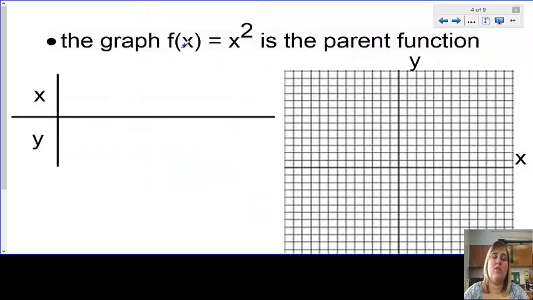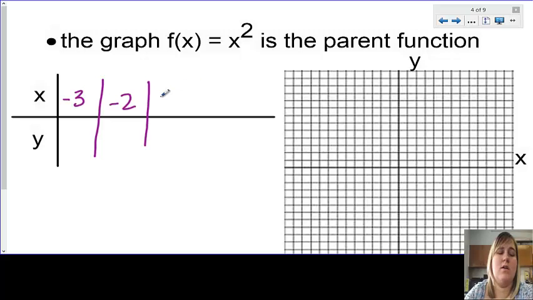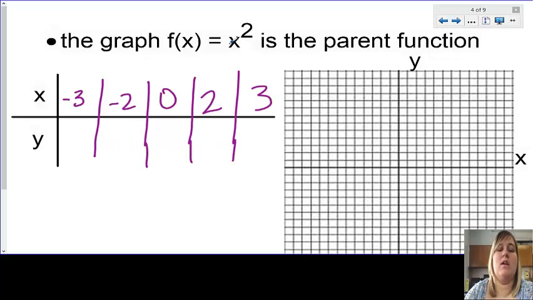In this example, it wants us to graph f of x, or y, equal to x squared, because it's the parent function. So what we're going to do is choose some numbers on both sides of 0 and 0 itself. I'm going to go with negative 3, negative 2, 0, 2, 3. If I plug in negative 3 here, negative 3 squared gives me a positive 9. Negative 2 squared gives me a positive 4. 0 squared gives me 0. 2 squared gives me 4. 3 squared gives me 9.